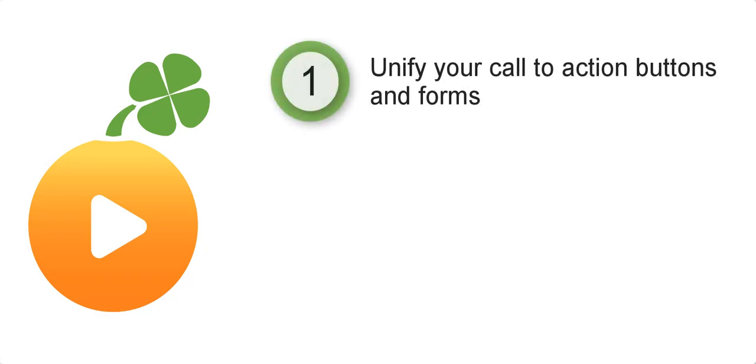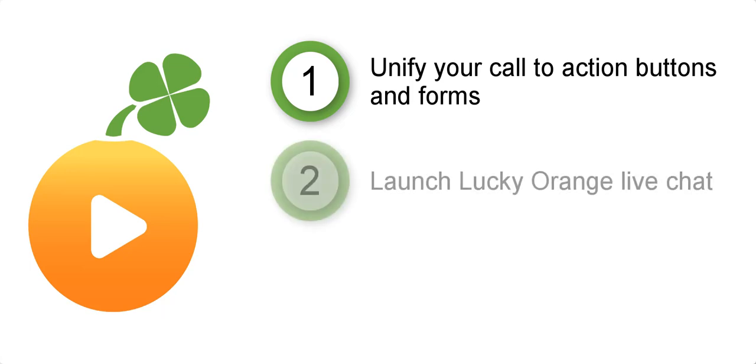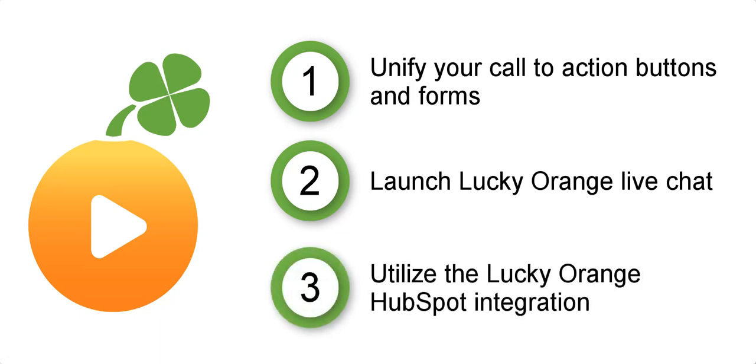So to recap this website analysis of HR app: 1, unify your call to action buttons and forms. Consider the minimum information you need, such as name and email address, and add other information like phone number at a different stage in the sign-up process. 2, ramp up those chat efforts. You already have access to Lucky Orange Live Chat. Launch it to utilize auto invites and get more from your live view. And 3, use Lucky Orange's HubSpot integration as your sales cheat sheet. Maximize your scheduled demos and sales pitches.